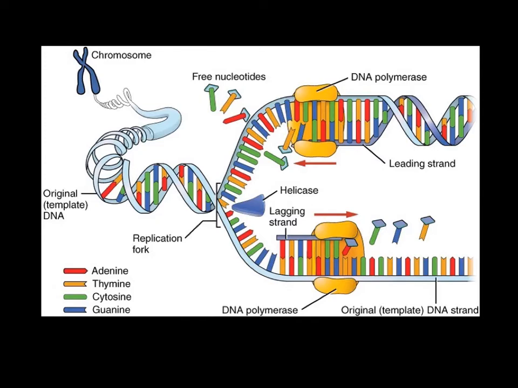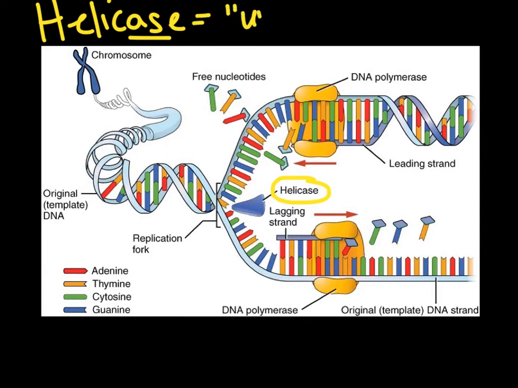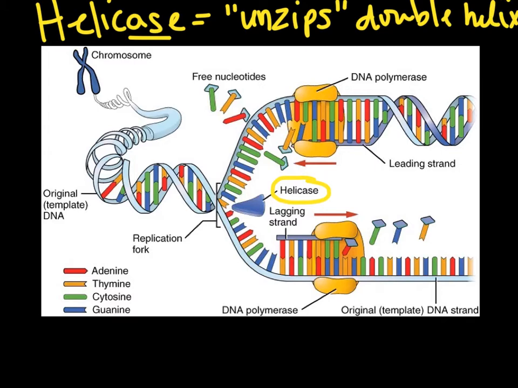The first enzyme that we want to focus on is this one right here, helicase. Helicase sounds kind of like helix, right? Helicase, helix, and it has the ASE enzyme ending. What this does is it unzips the double helix. That means it's breaking the hydrogen bonds that are holding the nitrogen bases together, separating the two complementary strands from one another.